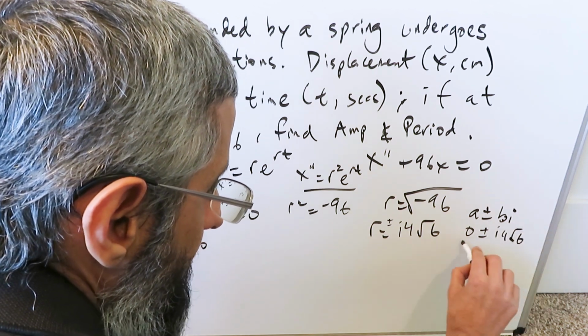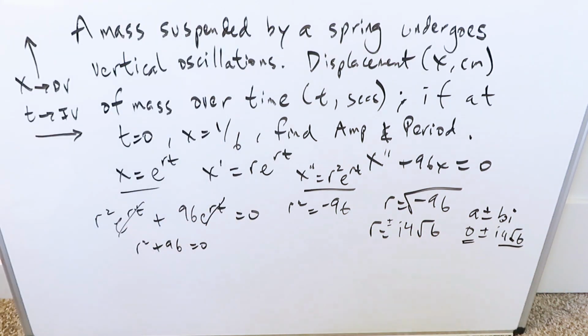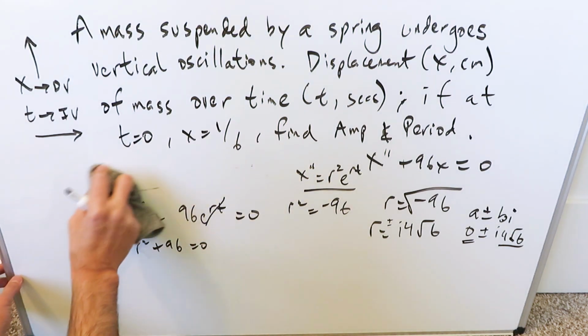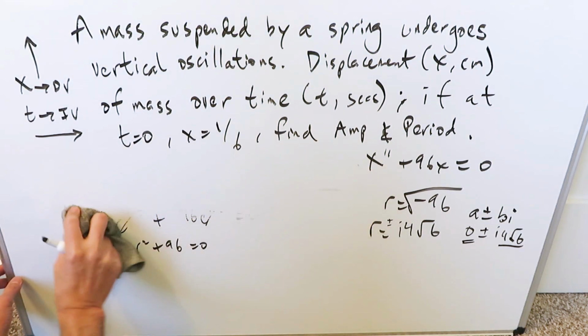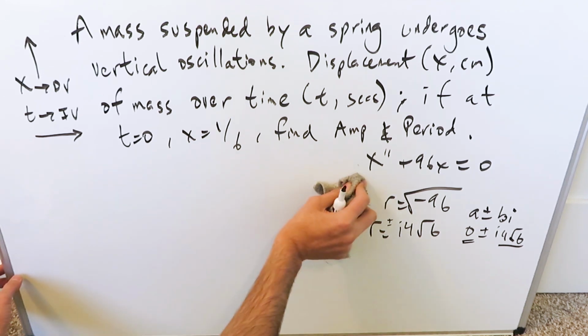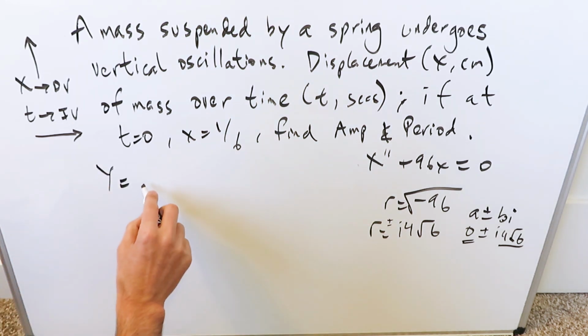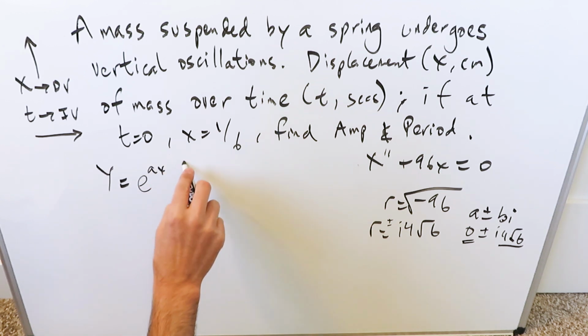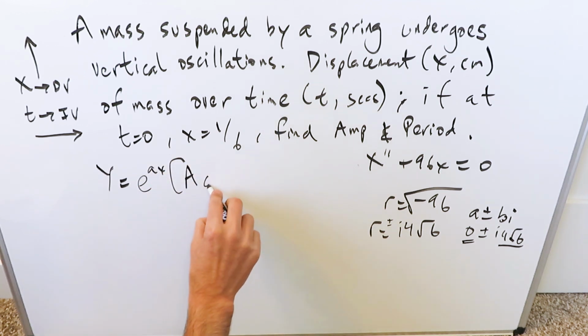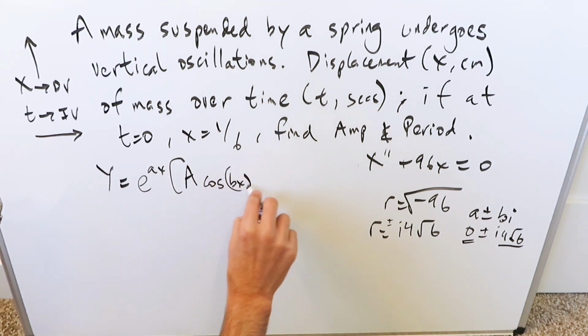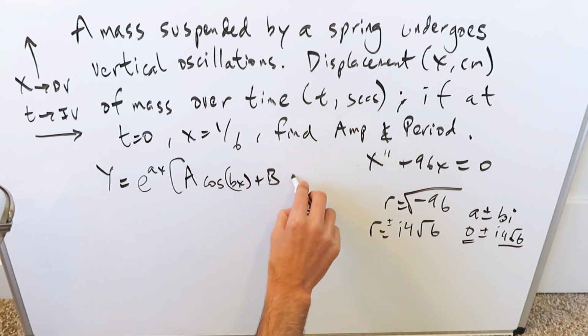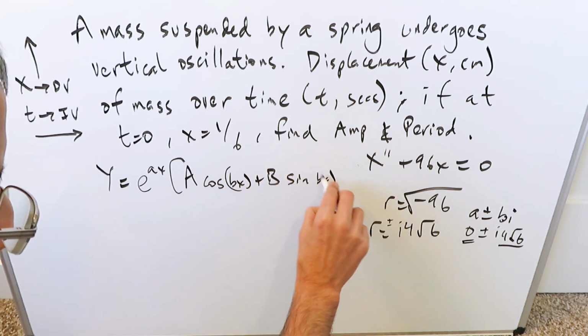Now you know a is equal to 0, b is equal to 4 root 6, and there's a certain template we have to bring our solutions to when you have complex conjugates coming from second order linear homogeneous differential equations. What is that basic template? Your basic template is y is equal to e to the ax, then you have a constant A cosine bx, then you have another constant B sine bx.